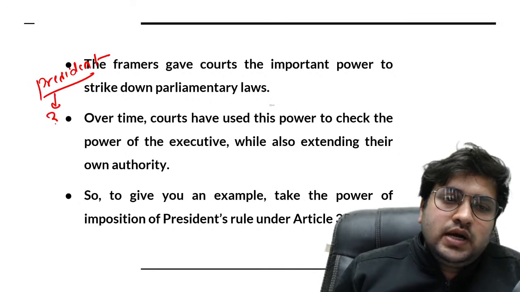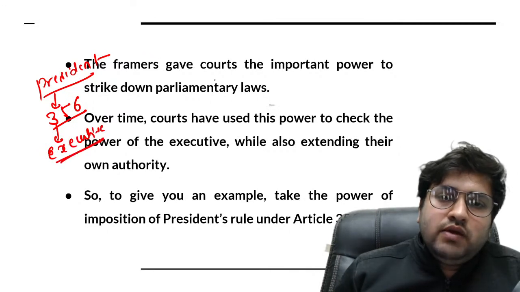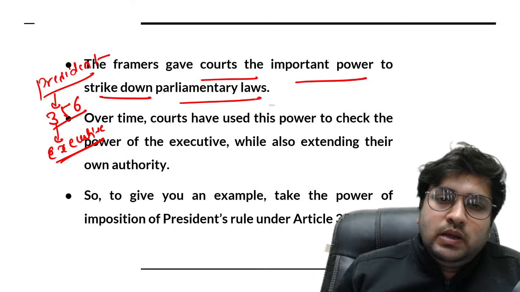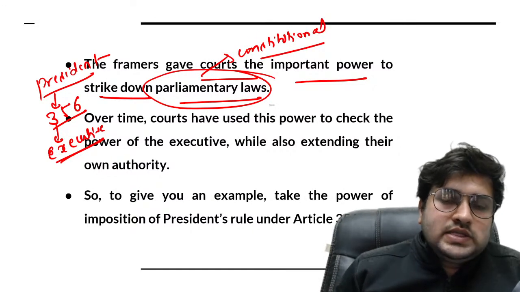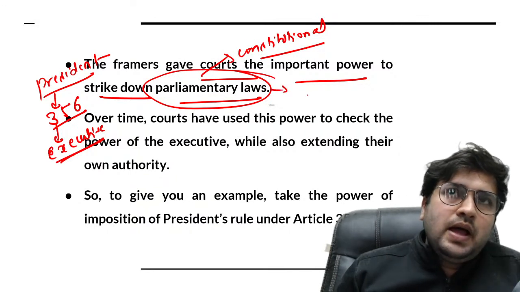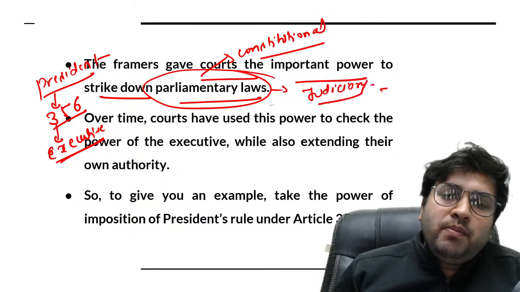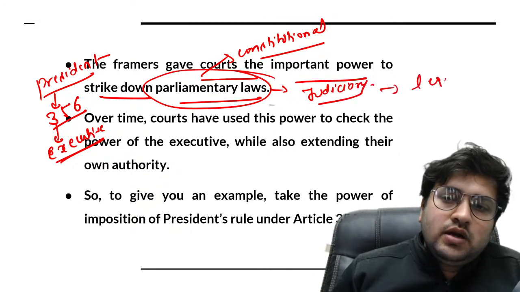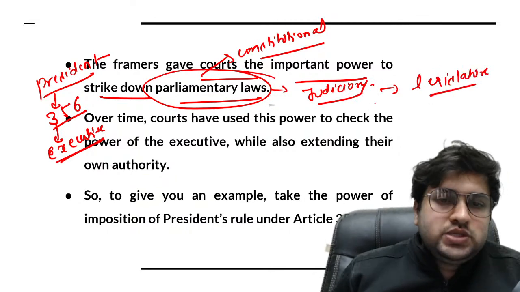The President's rule power enshrined under Article 356. This is also an executive power. The framers gave the court the important power to strike down parliamentary law if the laws are against the constitutional provision. With this argument, we can say that such a law has given a power to the judiciary to interfere in any of the laws passed by the legislature, which may result in conflict between the legislature, executive and judiciary.